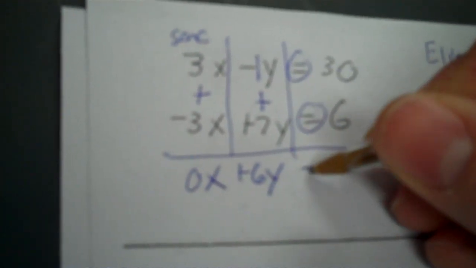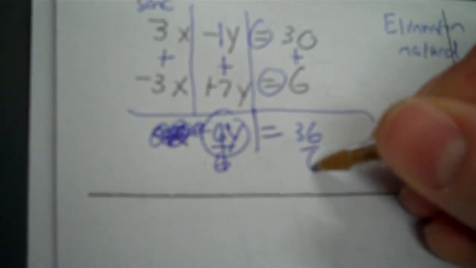Now over here, it's negative 1, 1 plus 7. That's going to be 6. Remember, you're always adding here. Plus 6y. And then 30 plus 6 is 36. Take out the 0x. You don't need that anymore. So you have 6 times y equals 36. You divide by 6, and y equals 6. So you put that in your y.